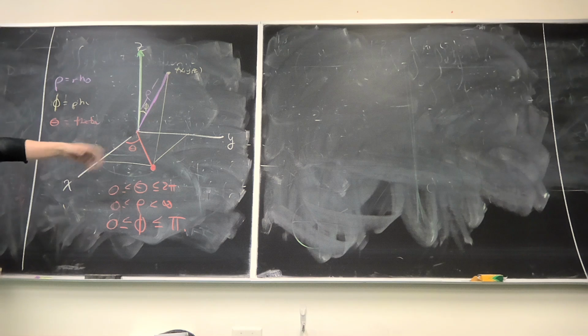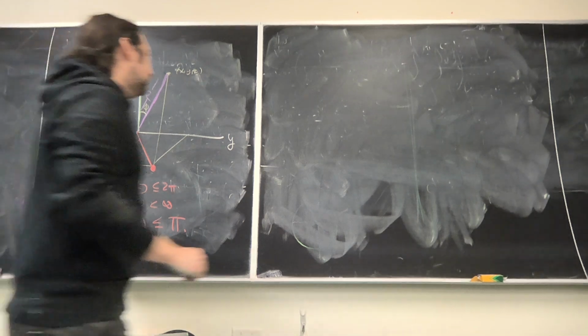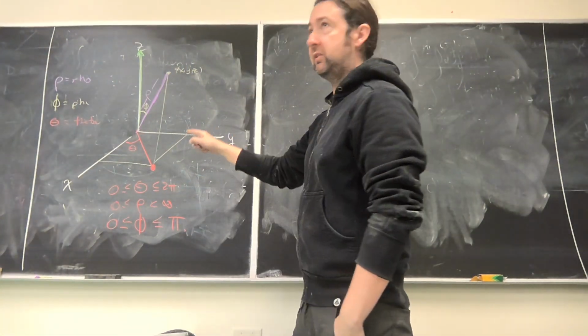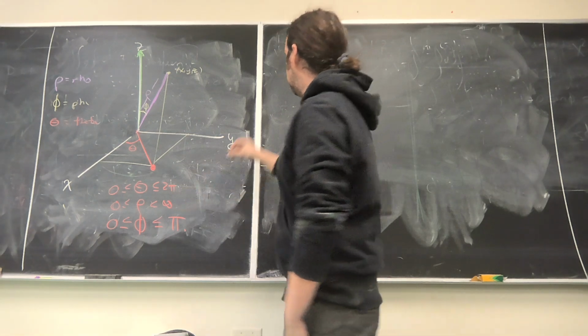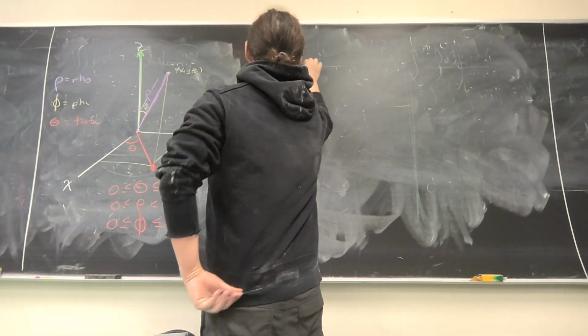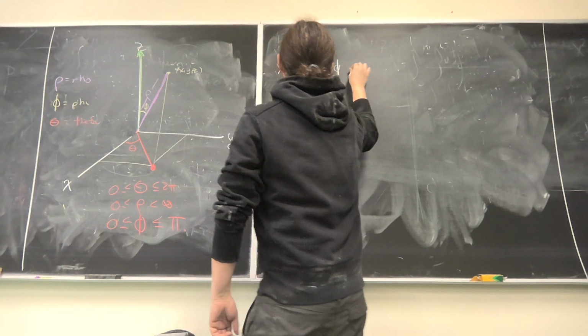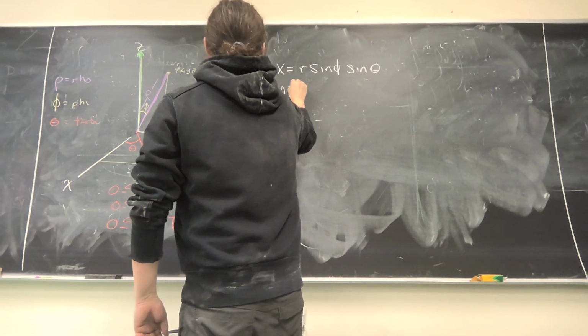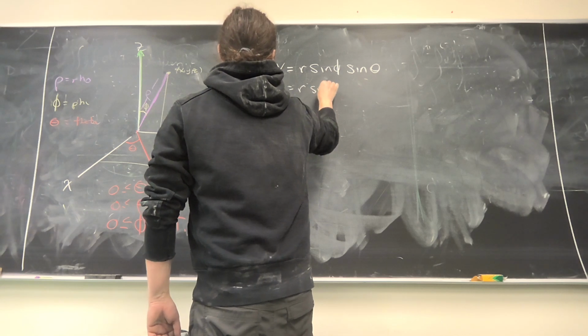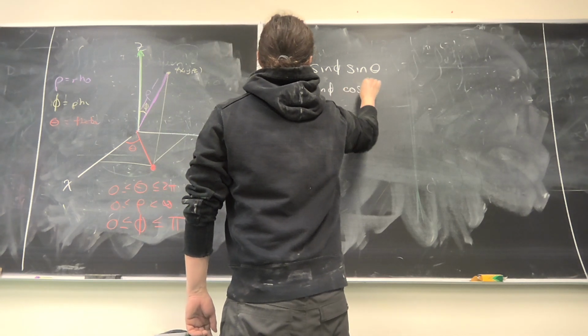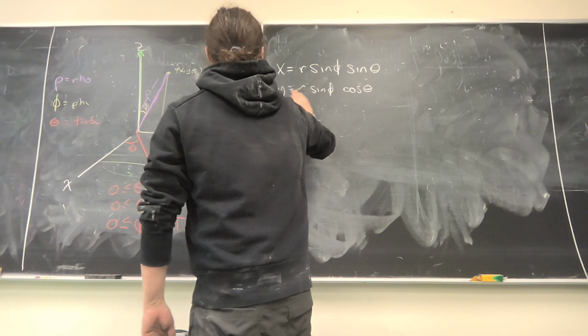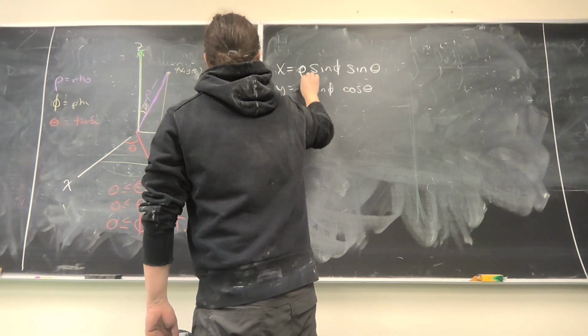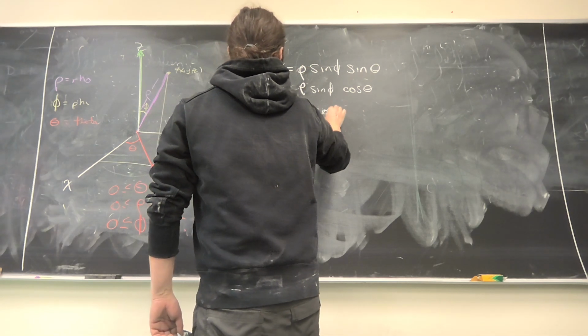If you trace through what the trig says about all this, the relationship between x, y, and z and rho, theta, and phi is x is equal to rho times the sine of phi times the sine of theta. Y is equal to rho times the sine of phi times the cosine of theta. And z, it's not r, it's rho, sorry. Rho cosine phi.